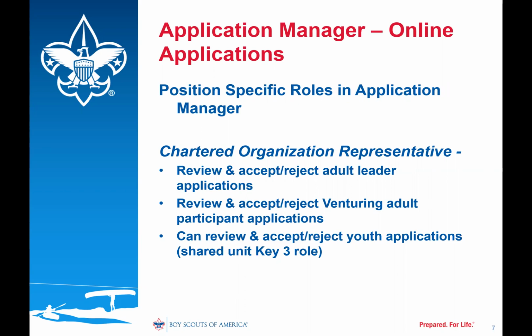So this would be venturing quote unquote youth who are between 18 and 21 who have to submit an adult application, fill out all the disclosures, and do youth protection training. The unit leader would normally approve a youth application, but the charter rep has to approve anybody in that 18 to 21 range in venturing or exploring. And then lastly, they can review and accept or reject youth applications. So that is a shared unit key 3 role. The unit leader is primary on that, but any of the key 3 are able to approve youth applications.